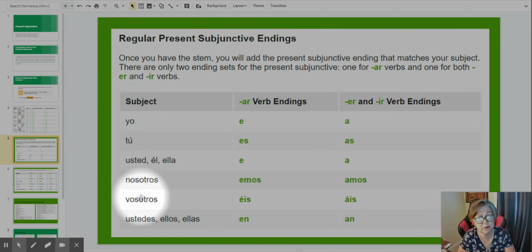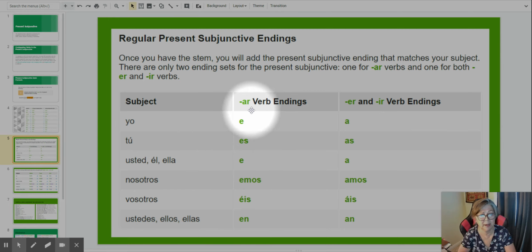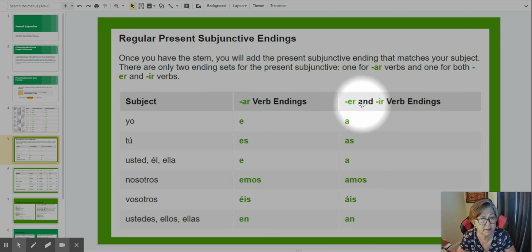And then on this next page, you just see the endings. These are all the AR endings. The AR ending is the opposite of the ER, IR endings. So all AR verbs have e, es, e, emos, éis, en. And all ER and IR verbs have a, as, a, amos, áis, an. They just have the opposite ending. Normally an AR verb would have these endings, and an ER, IR verb would have these endings in the present tense, except the IR verb would have imos.